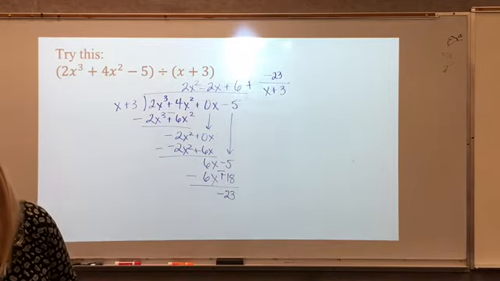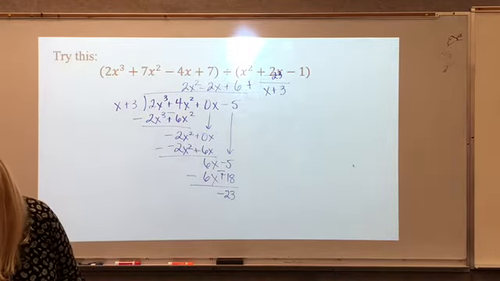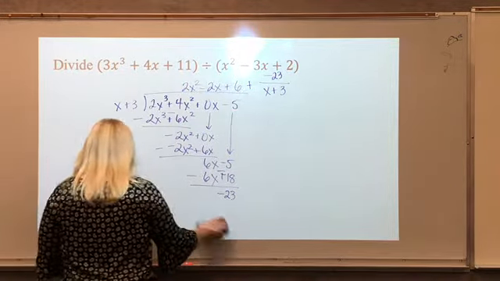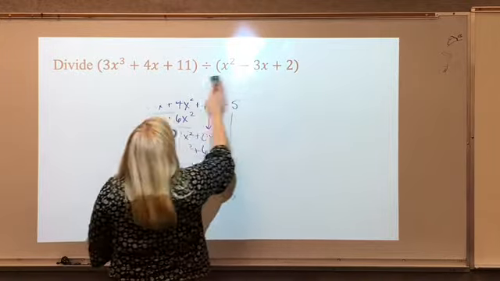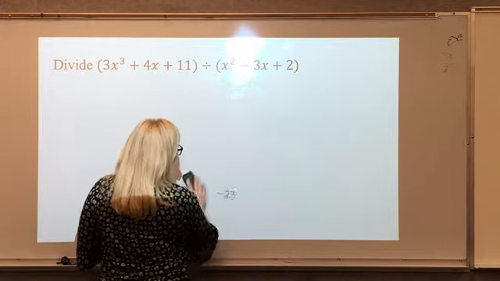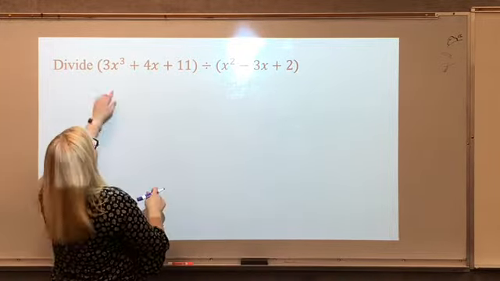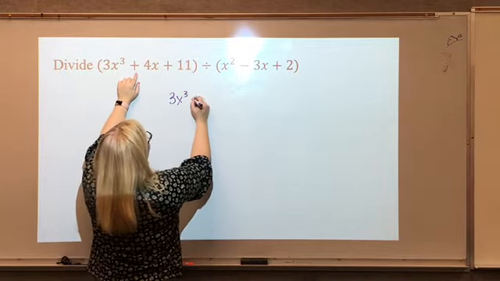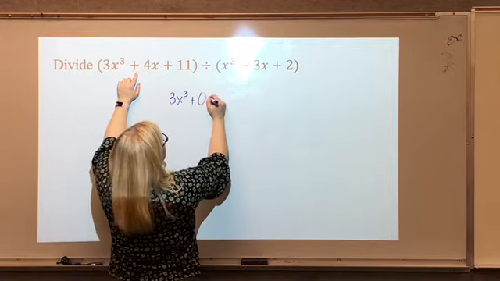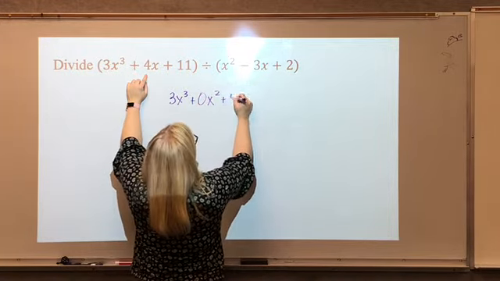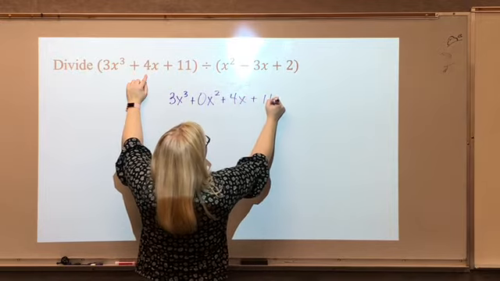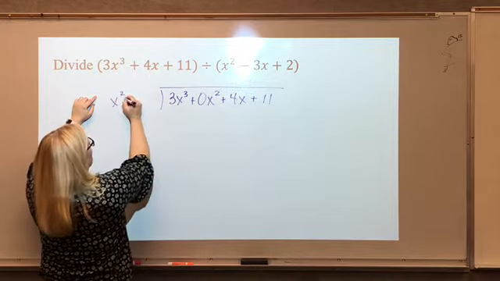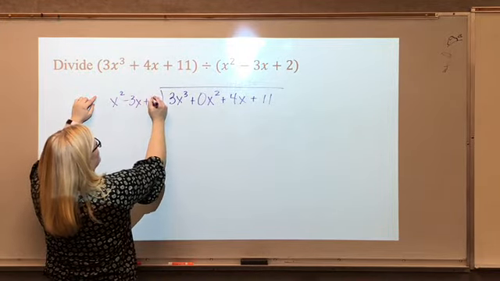All right, just a couple more examples. Okay, so this one here, again, it's getting a little more complicated, but let's look at this, okay? We've got 3x cubed plus, I don't have an x squared, so I'm going to put in a spot for that, plus 4x plus 11. And this is divided by x squared minus 3x plus 2.